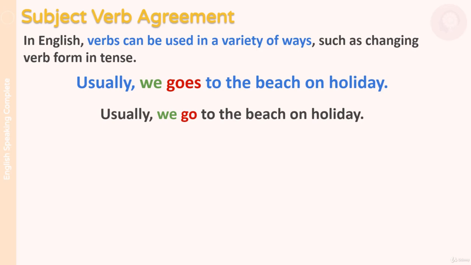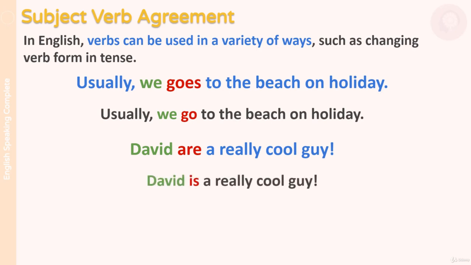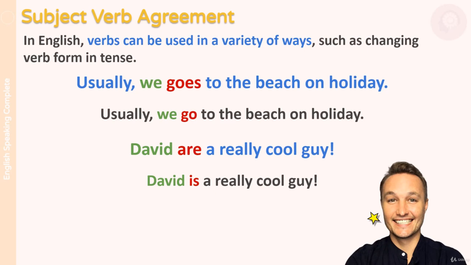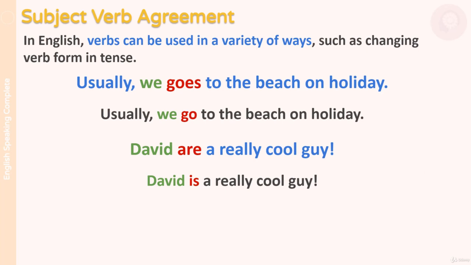Let's take a look at another example. "David are a really cool guy." Now, that just doesn't quite work, does it? And it might not also be true. David is a singular subject, therefore we need a singular verb, whereas "are" is in fact a plural verb. So what we need to say is "David is a really cool guy." There we have our singular subject, David, and our singular verb, is. They agree with each other, they match each other, and therefore it's grammatically correct and sounds more fluent.